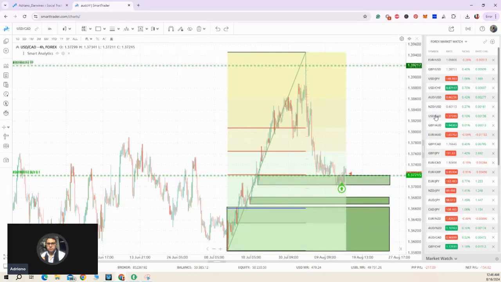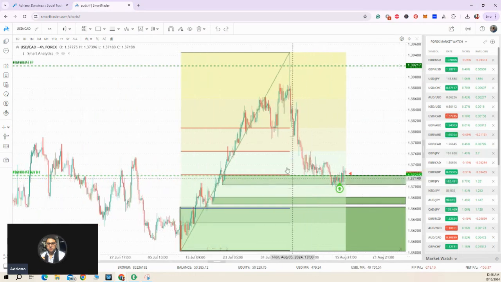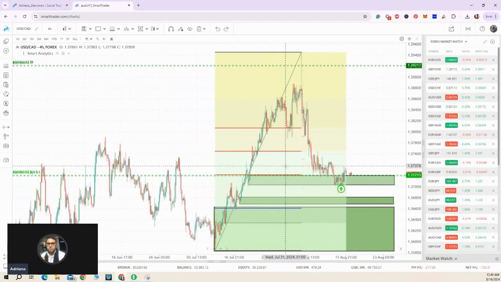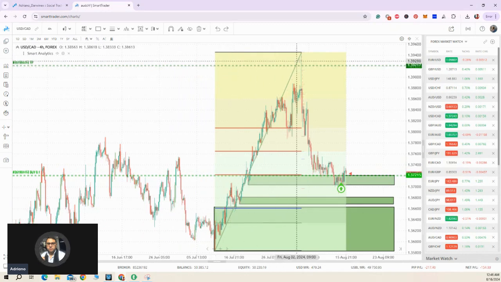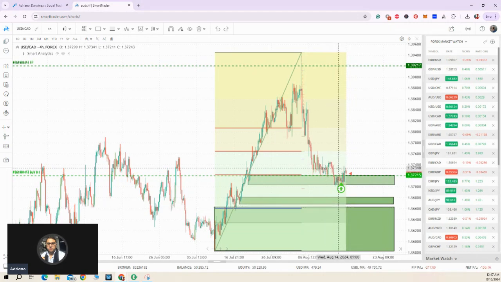Let's do USD CAD. I already have two trades on USD CAD. It's an uptrend on H4. The market went up and then retraced to 61%. If the market comes all the way back here to 74% retracement, I think I'm gonna check another trade. But for now, I'm gonna keep the two that I already have.